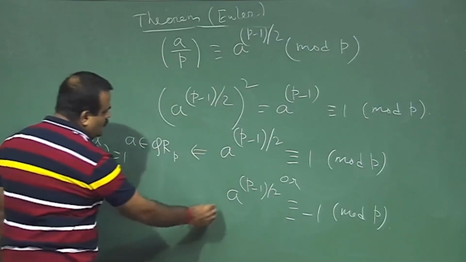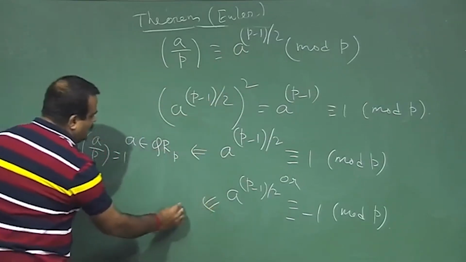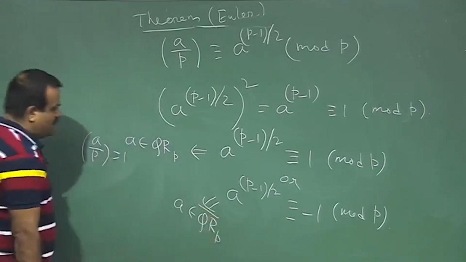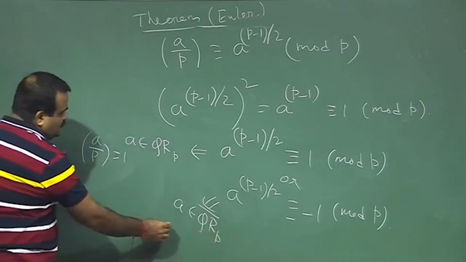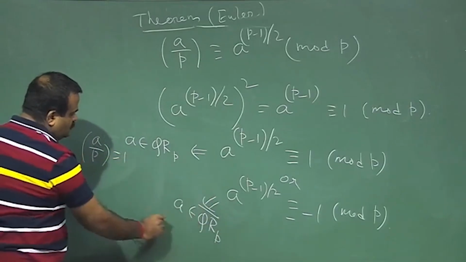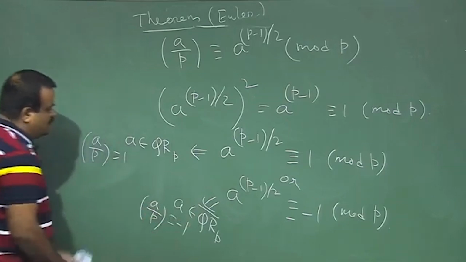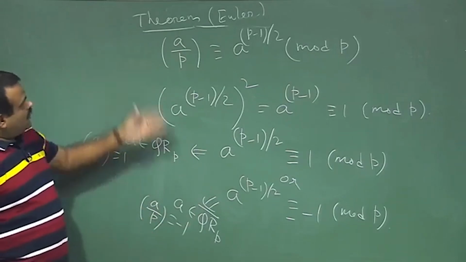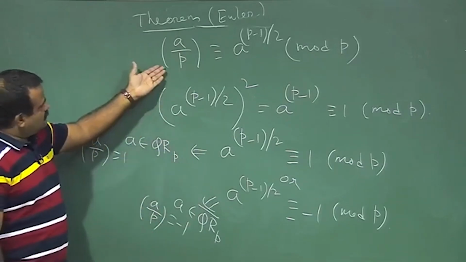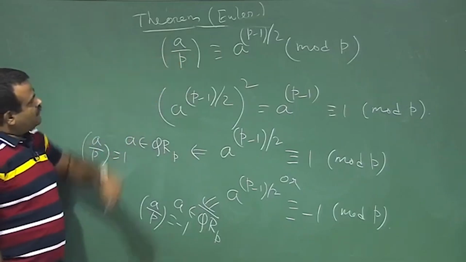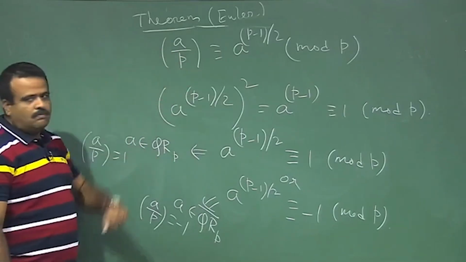Now, if it is minus 1, then this implies A is a quadratic non-residue mod P, and in this case by definition of the Legendre symbol this is minus 1. So, if we combine these two and the earlier case, A by P is equal to A to the power (P minus 1) by 2 mod P.